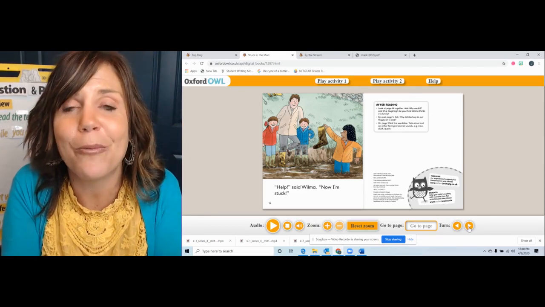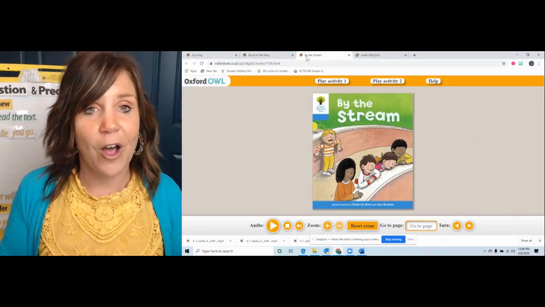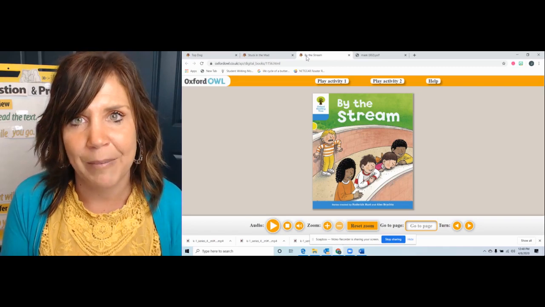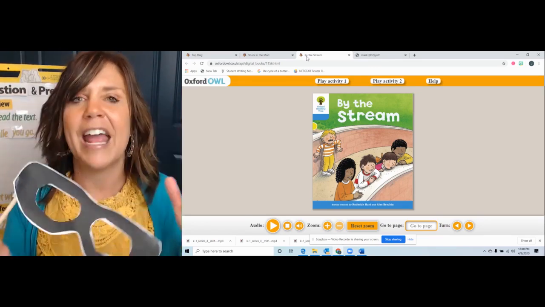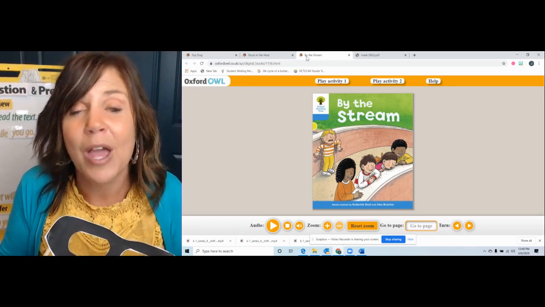And that was so easy to read because we did such a great job of previewing the text, stealing all of the information that we could before we even read a word. And that's what good readers do. So if you were in Mrs. Longmire's class, I would have you do another book like this that's on Oxford Owl. I'll put the link in with the video, but it's called By the Stream. And I would have you do that very same thing. I would have you preview, look at every single page, steal all the information that you can before you even read a word.